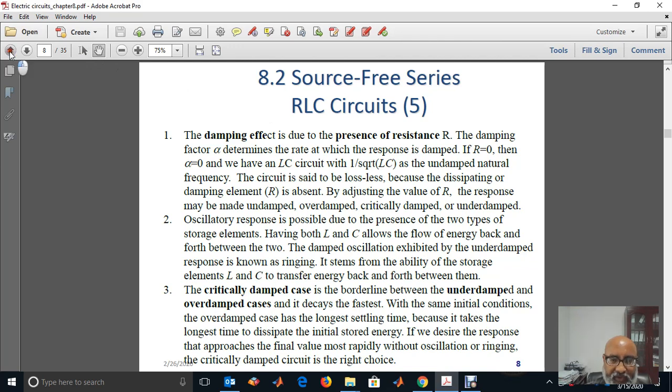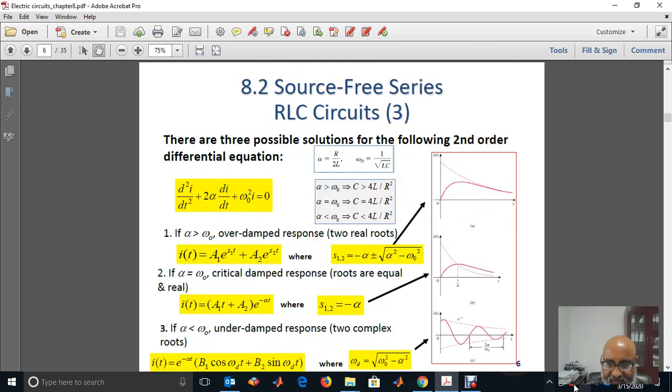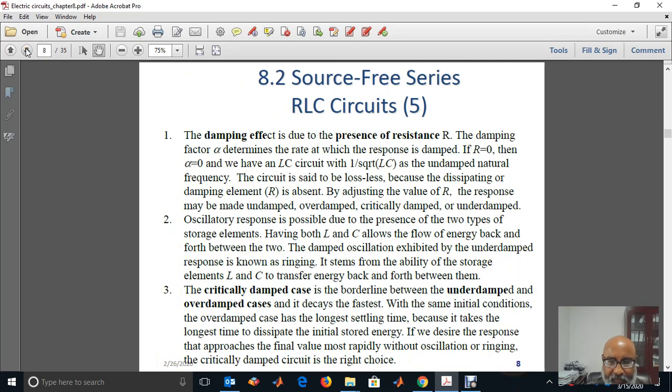The oscillatory response of the circuit, as we see from the previous curve, arises from the inductor and capacitor. One time the inductor transfers energy to the capacitor, and the capacitor transfers energy to the inductor, back and forth. So this creates oscillation. The critically damped case is the borderline between the underdamped and the overdamped case, and it decays fast. So if we want a shorter settling time, the critically damped case is the better response.